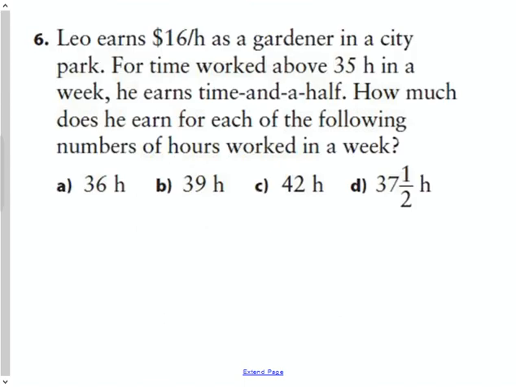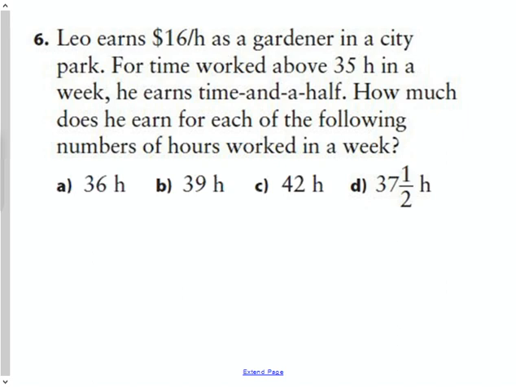So question 6 is just like your second one, you know. It says Leo earns $16 an hour in a city park. For time worked above 35 hours a week, he earns what's called time and a half or overtime wages. How much does he earn for each of the following number of hours worked in a week?